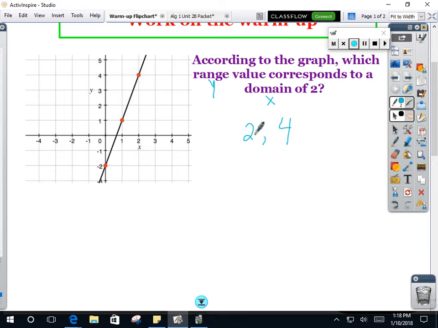Well, when the x value is 2, that would be over 2 on the x-axis. To get to the point, it's way up here at 4, 2 comma 4. So the answer, though, is 4, because they're asking which range value.